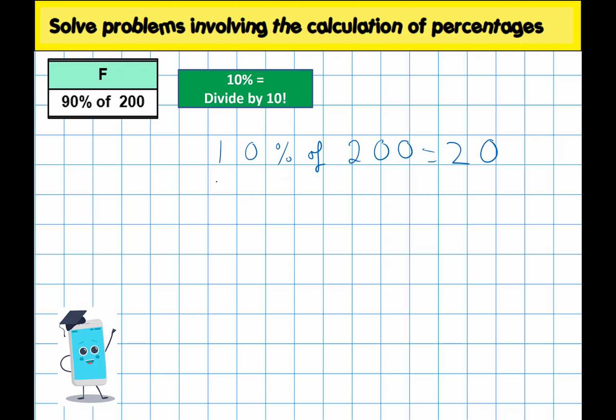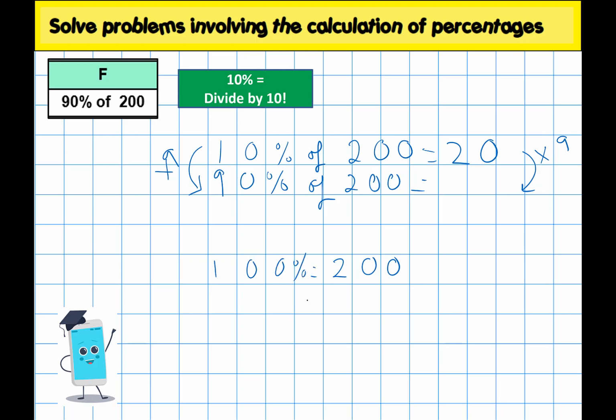If I know what 10% is, how can I use that to find 90%? Well, I can either times this by 9, or I could take my 200, which is 100%, and take away my 10%. 100 take away 10% is going to equal 90%. Both ways would work. So 200 take away 20 is 180, and 20 times 9 is 180. So both those ways would work.